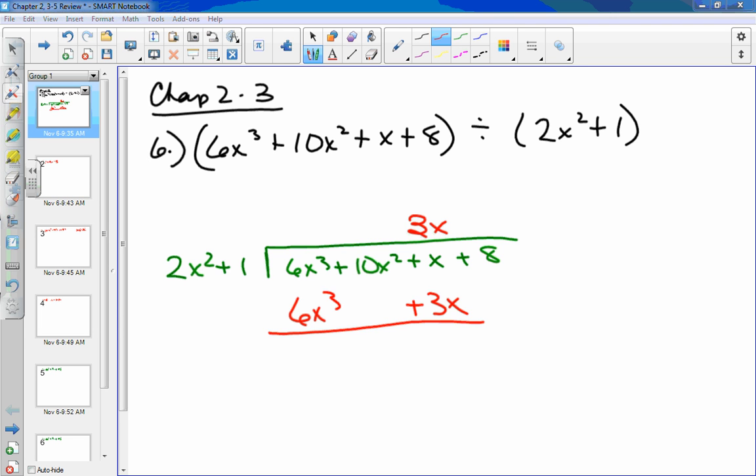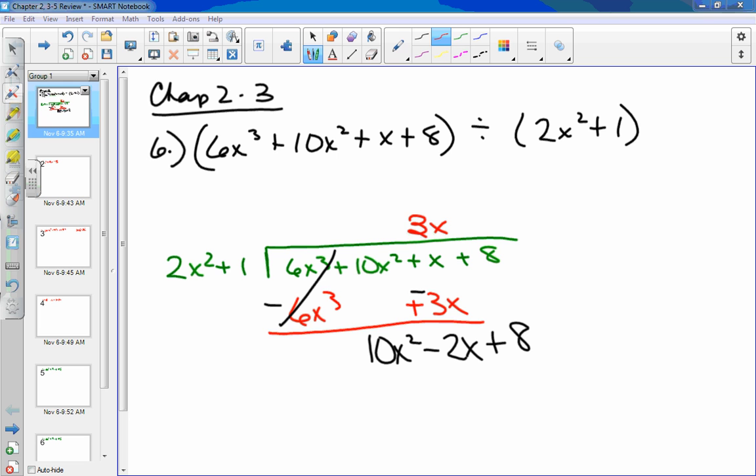Now, what do you do in long division? You subtract them, so we're changing the sign, so the 6x cubes cancel out. I drop down the 10x squared. X minus 3x gives me minus 2x. Drop down the 8. Remember? I distribute. 3x times 2x squared gives me the 6x cubed. 3x times the 1 gives me the 3x.